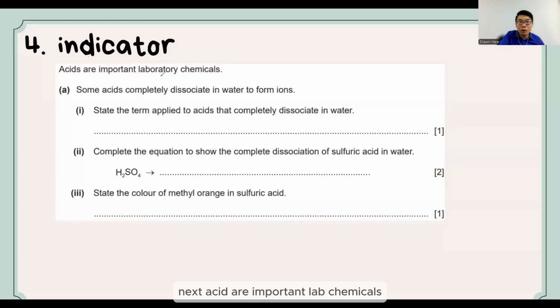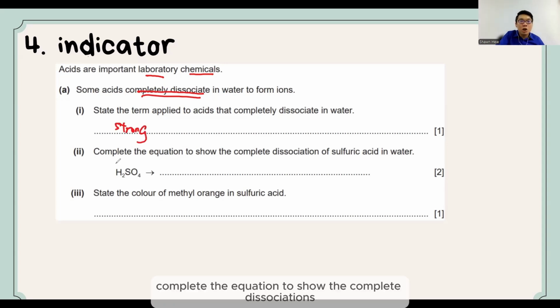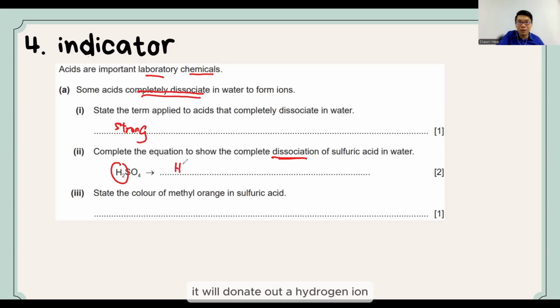Next, acids are important lab chemicals. Some acids completely dissociate. See the term applied to acids that completely dissociate: strong acid. Complete the equation to show the complete dissociation. It will donate hydrogen ions, 2 hydrogen ions per H2SO4. See the color of methyl orange in acid is just red.